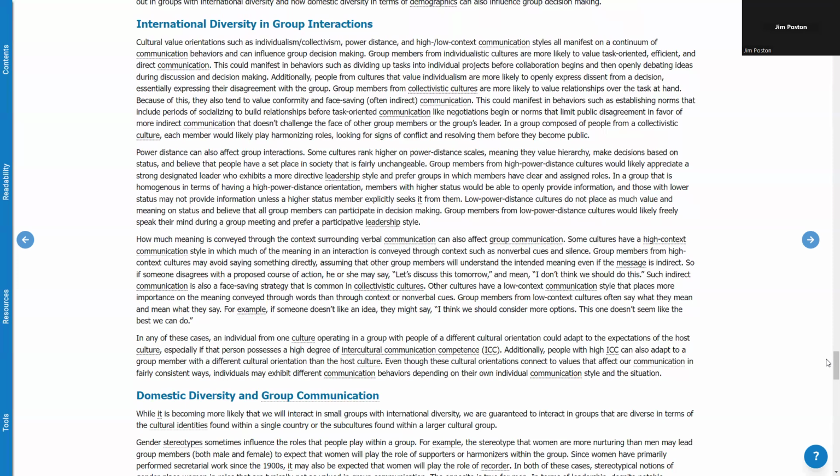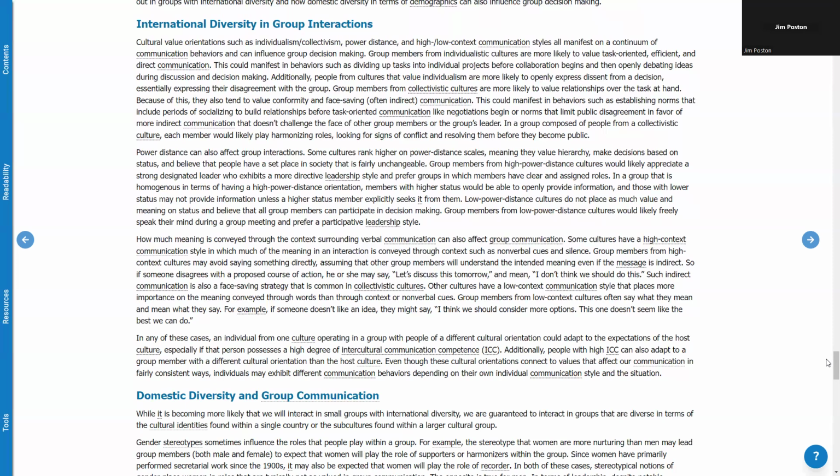Low power distance cultures do not place as much value and meaning on status and believe that all group members can participate in decision making. Group members from low power distance cultures would likely freely speak their mind during a group meeting and prefer a participative leadership style. How much meaning is conveyed through the context surrounding verbal communication can also affect group communication.